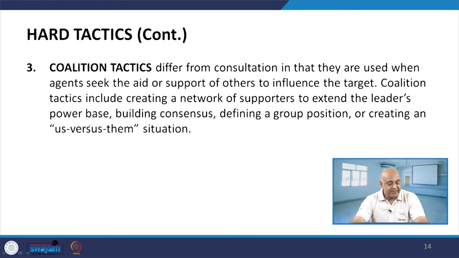The third hard tactic is the coalition tactic. Coalition tactics are used when agents seek the aid or support of others to influence the target, right? That is the follower, basically. Coalition tactics include creating a network of supporters to extend the leader's power base.